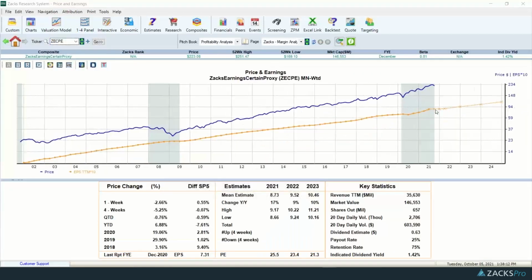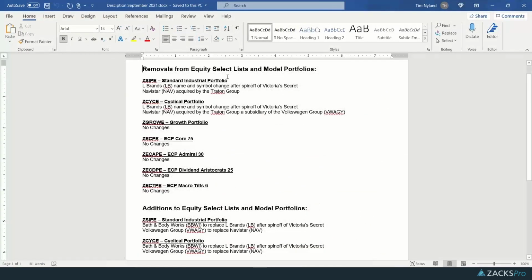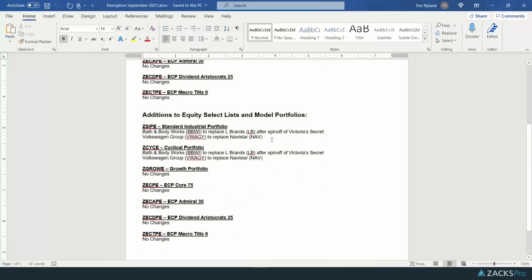So when I manage the earnings certain portfolio, I'm looking at the portfolio in aggregate, but obviously there are a myriad of characteristics that I look at that roll up to the larger portfolio itself. So what I wanted to do now is take a quick look at the document that I submit internally for changes to the equity select list and the model portfolios, and just talk briefly about some of the changes.